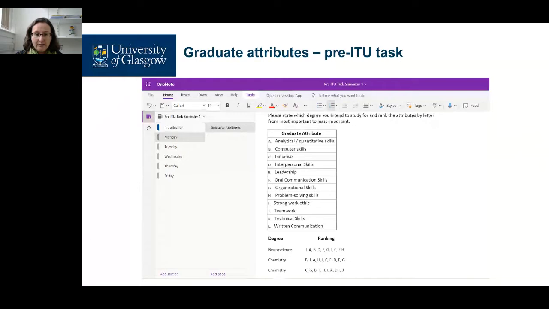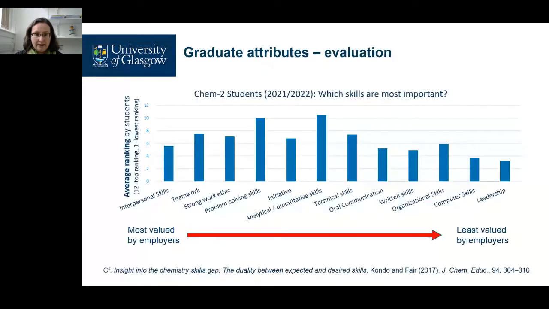And this is the results of the pre-ITU quiz. Along the bottom here on the x-axis, we have the skills rated as valued by employers. So on the left, we can see that interpersonal skills were most valued by employers, leadership was least valued. And then the blue bars show how the students rated them. So you can see that analytical and quantitative skills were most highly valued by the students. And that came 6th in the valuation by employers.